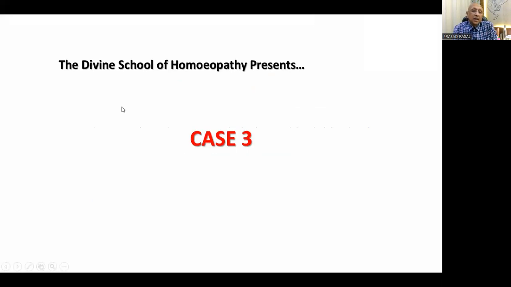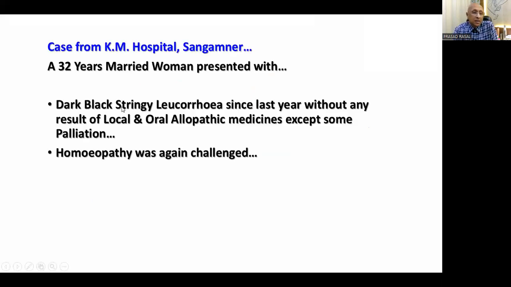The third case was again from our own hospital. A 32 years married woman presented with dark black stringy leukorrhea since last year without any result of local and oral allopathic medicines except some palliative effect. And they asked the same thing, sir, doctor, is there any role of homeopathy? Can we get the help of homeopathy for this problem? So the question was again the same.